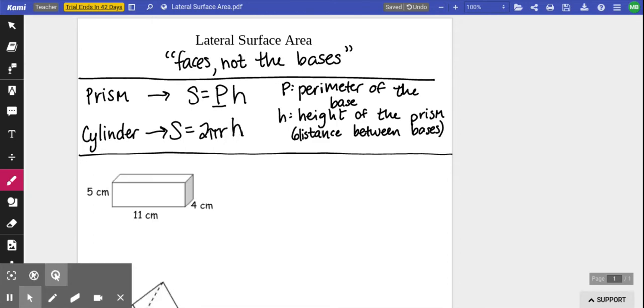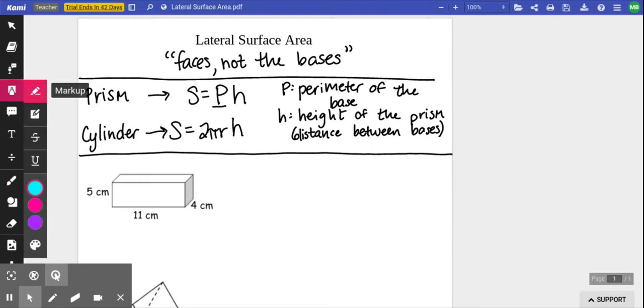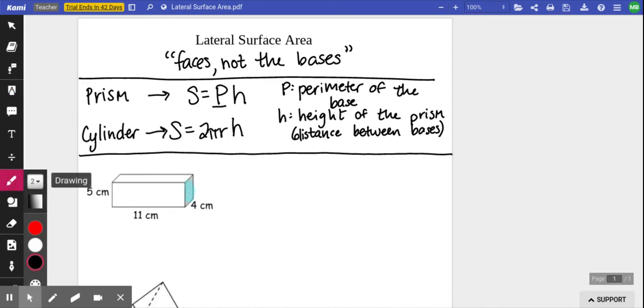Let's do a few examples. Our first example is a rectangular prism. It is called a rectangular prism because its base is a rectangle. So you'll notice here I have a base. Now, in our formula, all we need to identify is the perimeter of our base and the height of the prism. So the perimeter of our base, I have a side length of 4 and a side length of 5. So that is 4 plus 5 plus 4 plus 5, which equals 18.